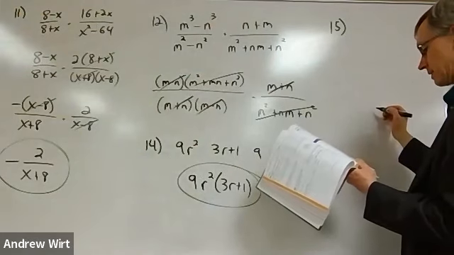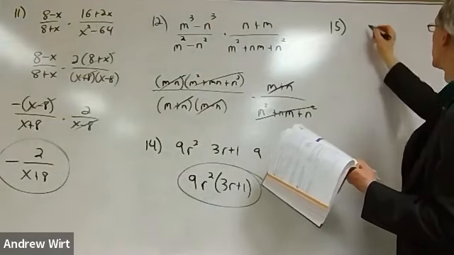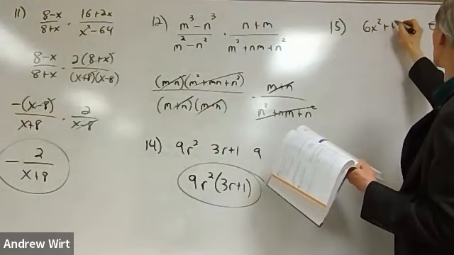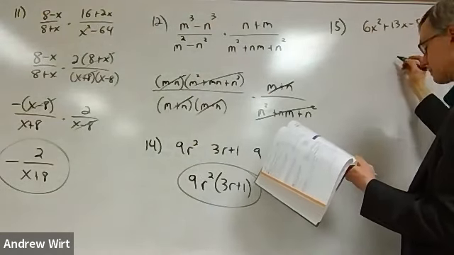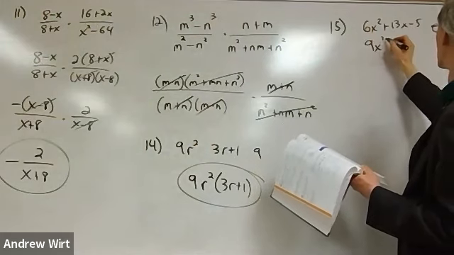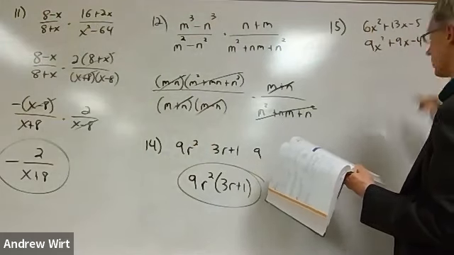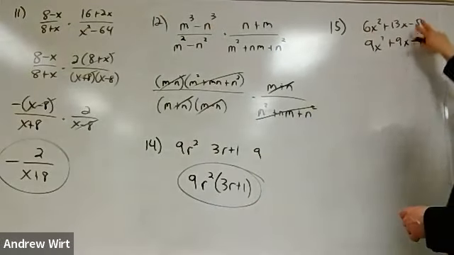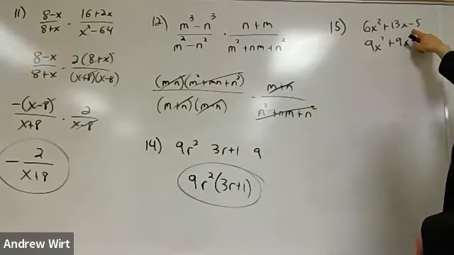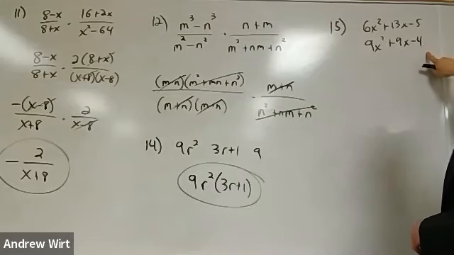Right, we got 6x squared plus 13x minus 5. And we got 9x squared plus 9x minus 4. Now, in order to find the LCD for this group, we're going to need to factor both of these. So first one, actually both of these, we'll use the AC method.